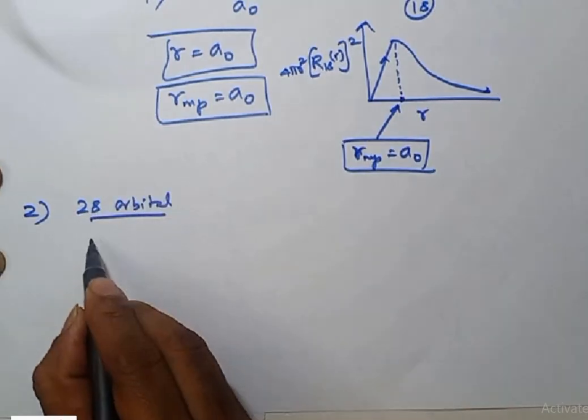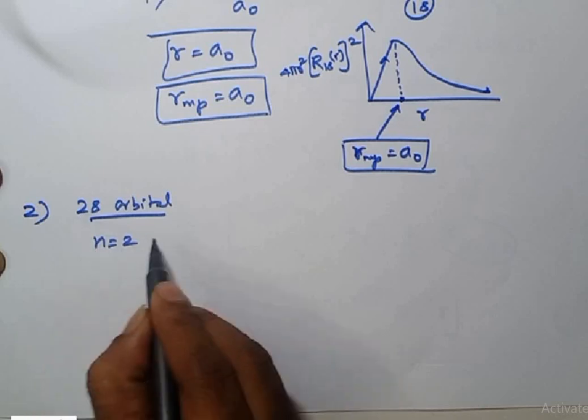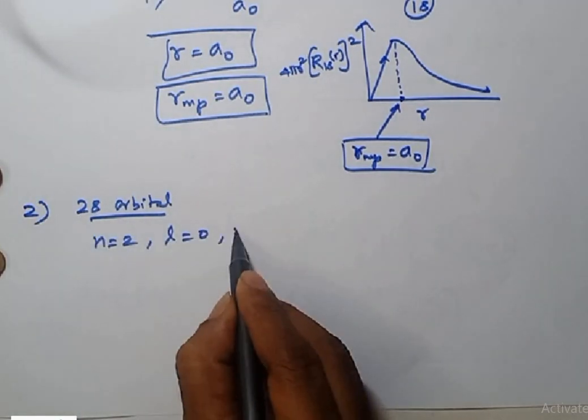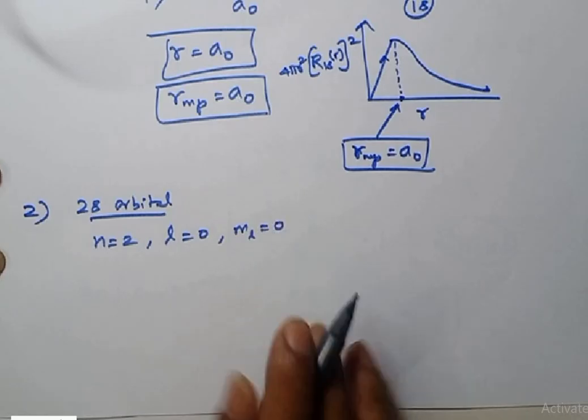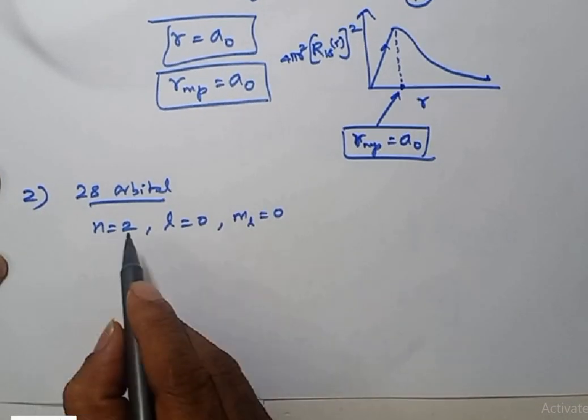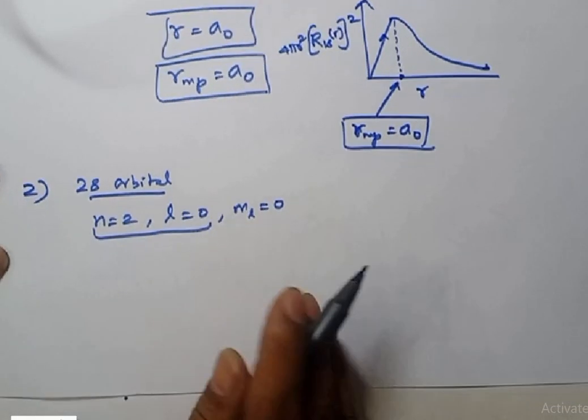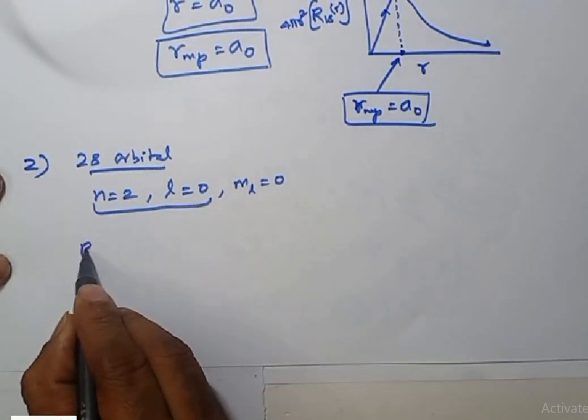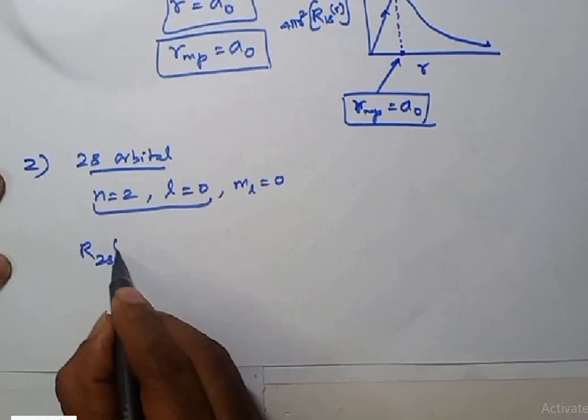For 2s orbital, n value is 2. Since it is s, L should be 0. If L is 0, the only possible value of ml is 0. Okay, but for radial part, we need only these two. Ml is not necessary. Now, what is the radial part of the wave function for 2s?